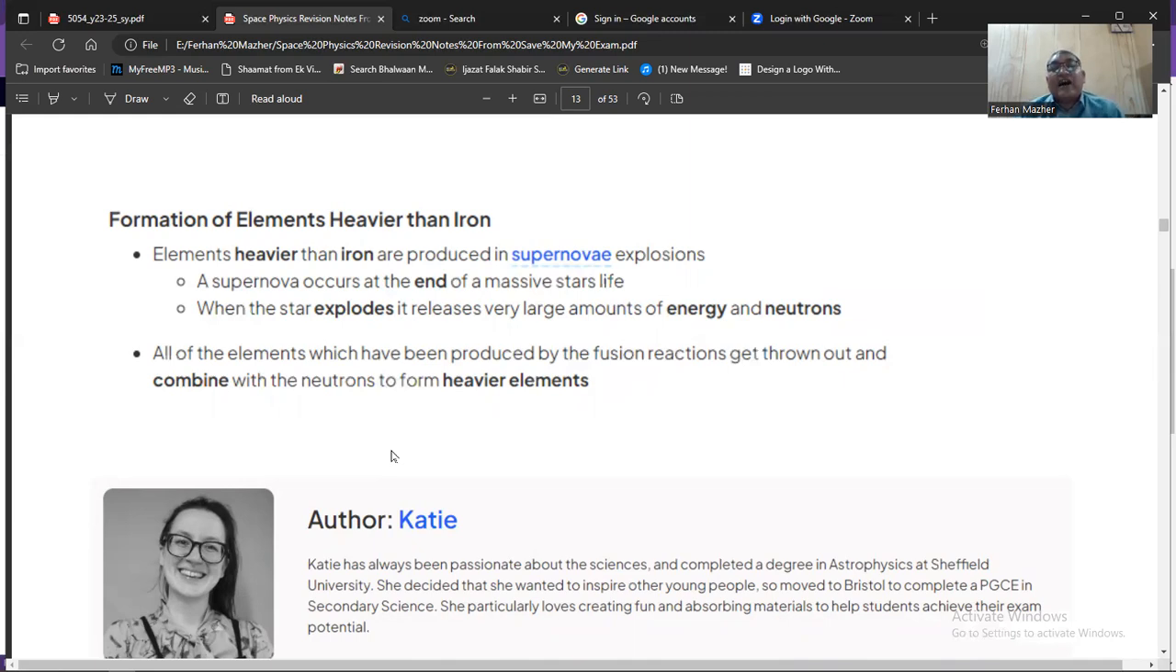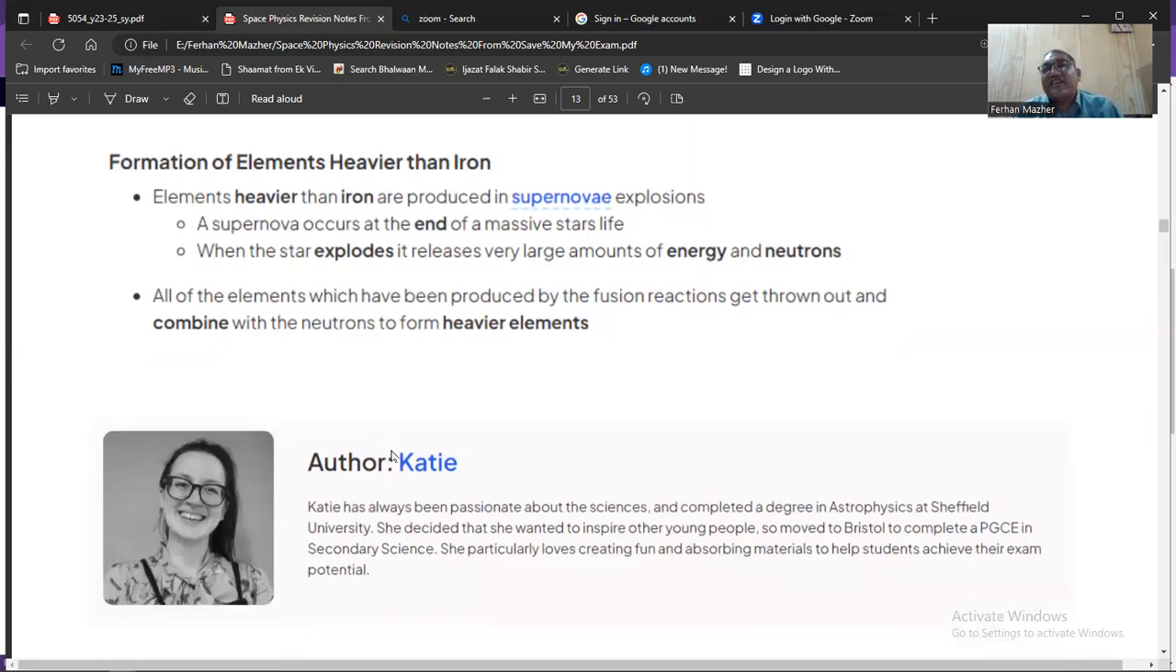When the star explodes, it releases a very large amount of energy and neutrons. All of the elements which have been produced by the fusion reactions get thrown out and combine with the neutrons to form heavier elements.